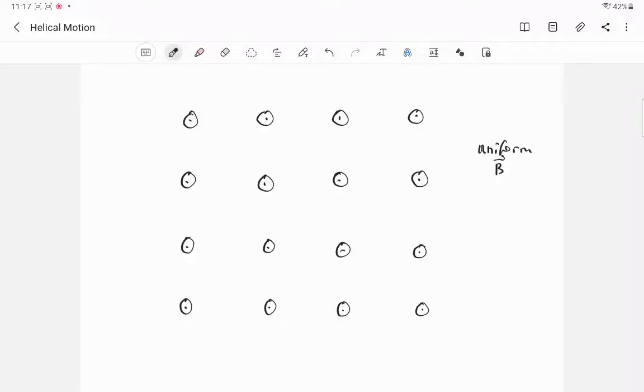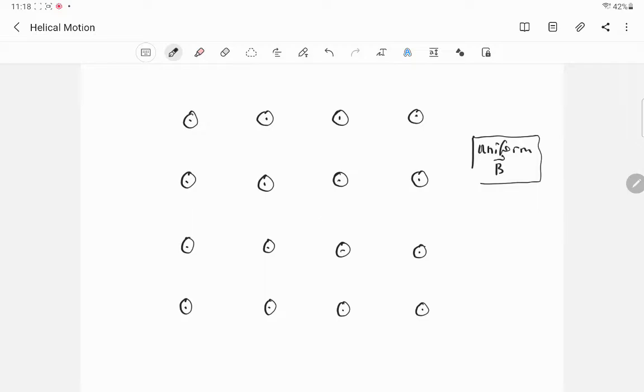Hi, this video is, I think, a fun application of thinking about what will happen to a charged particle that's moving in a uniform magnetic field. You can see that I drew these arrow tips facing out at you, uniformly distributed through the space. So we'll say that this indicates a uniform magnetic field that is directed at you.